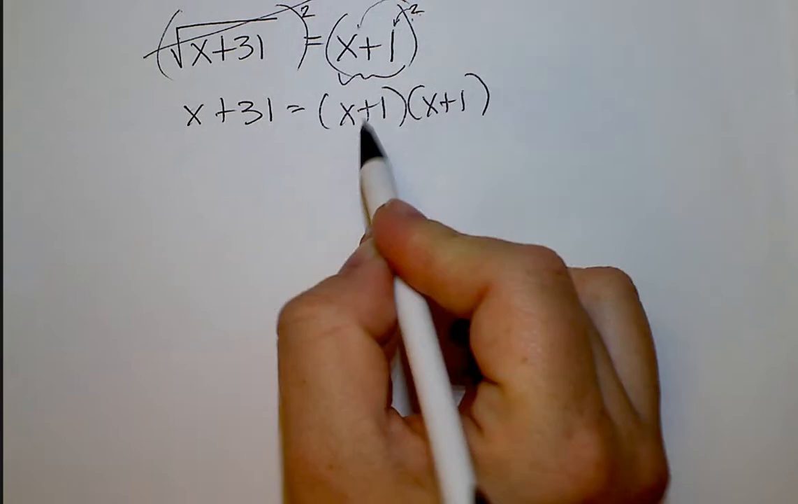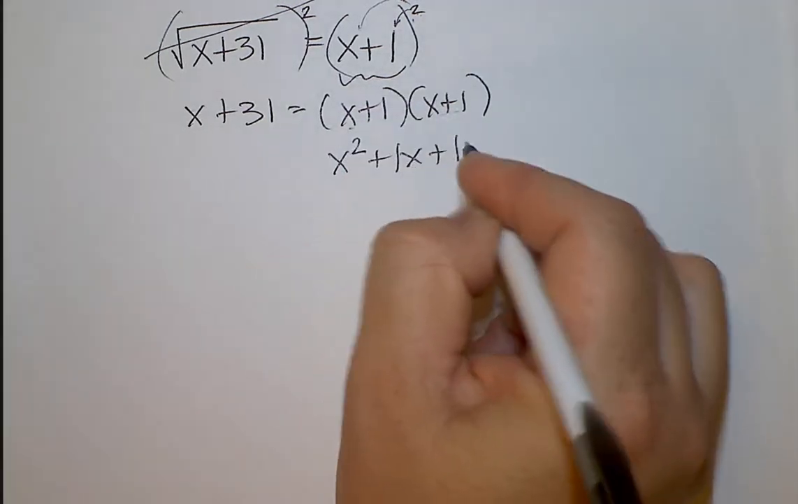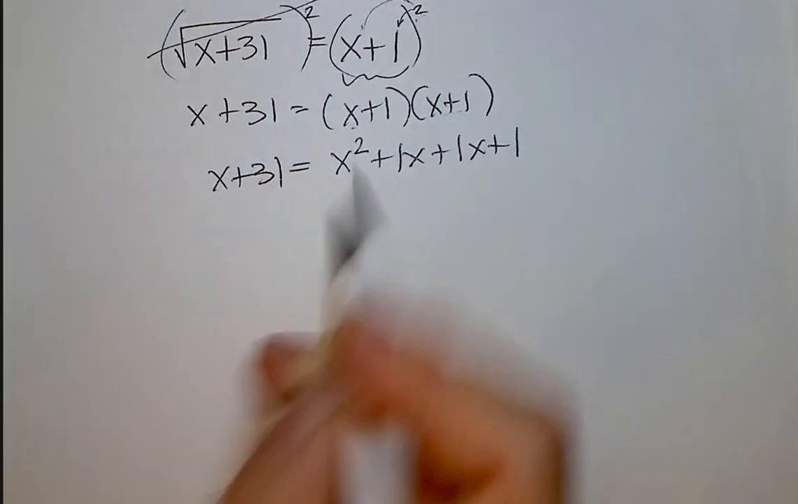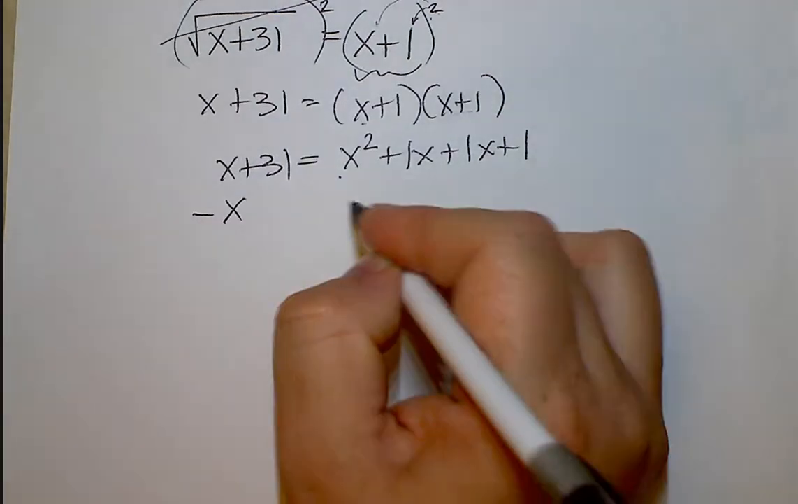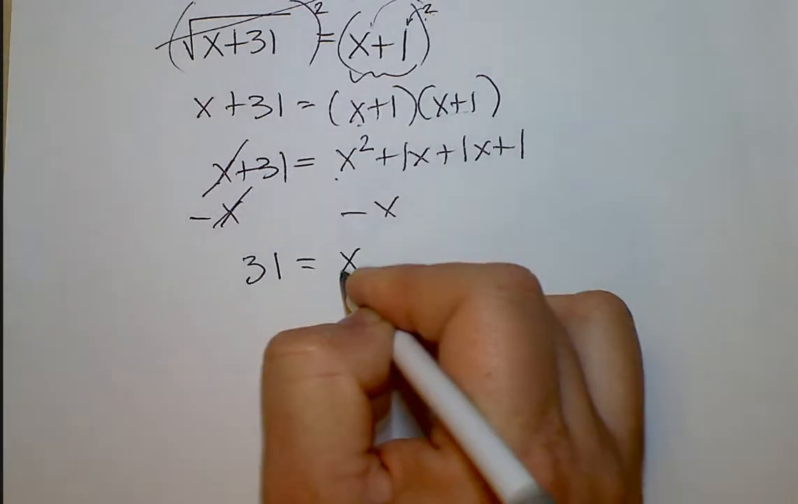Now I'm going to FOIL the right-hand side. Front, outside, inside, last. I'm going to move everything to the right that contains the x squared, and I'm going to combine like terms as we go.